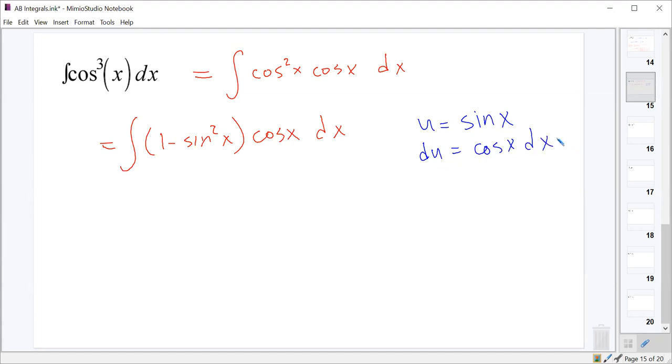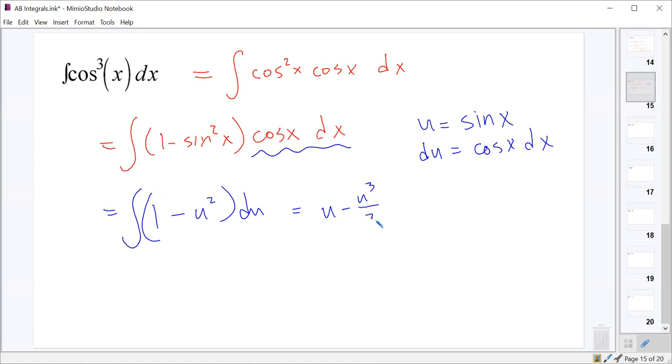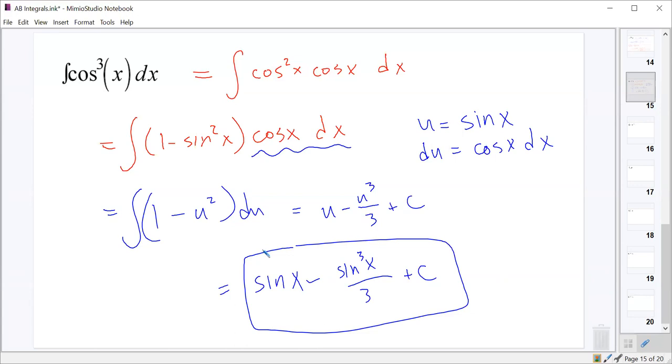Cosine x dx. So that's nice. And if u is sine x, what do I have left? 1 minus u squared du. Isn't that easy to integrate now? Yeah. So perfect. Just let u equal sine x. What do we end up with? u minus u cubed over 3 plus our constant. And if u is sine x, we'll just replace that in there. Sine x minus sine cubed x over 3 plus our constant. Any issues with that?